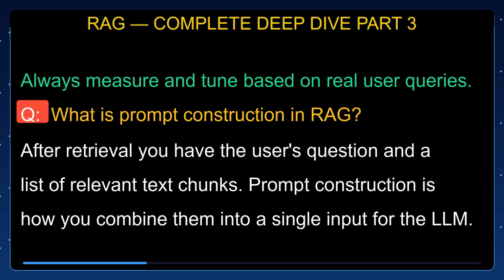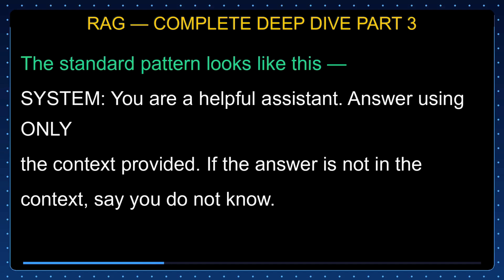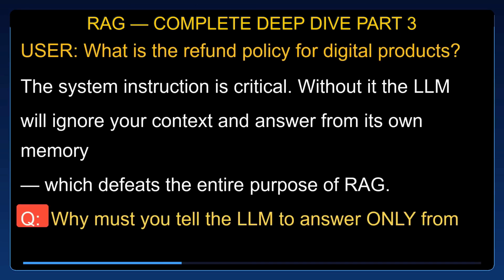Q. What is prompt construction in RAG? After retrieval you have the user's question and a list of relevant text chunks. Prompt construction is how you combine them into a single input for the LLM. The standard pattern looks like this. System. You are a helpful assistant. Answer using only the context provided. If the answer is not in the context, say you do not know. Context. Chunk 1 text. Chunk 2 text. Chunk 3 text. User. What is the refund policy for digital products?